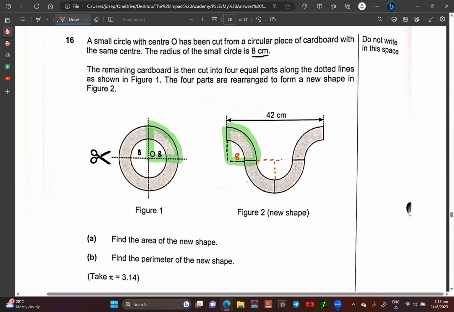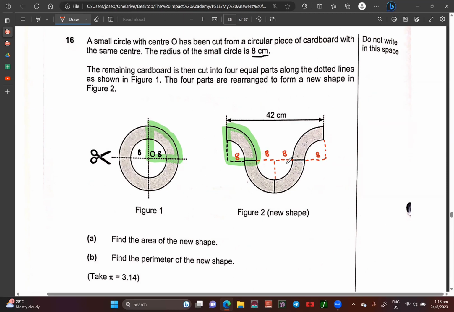You want to split everything up, and you will soon realize that all of these are actually quadrants from here, because I have cut this into 4 parts, isn't it? So actually this is 8. All right, this will also be 8. This will also be 8.